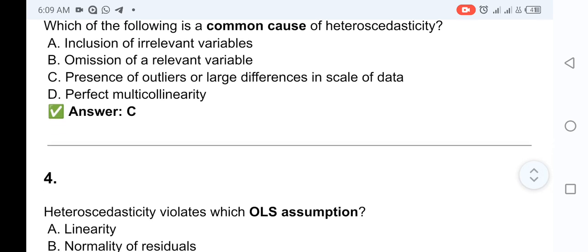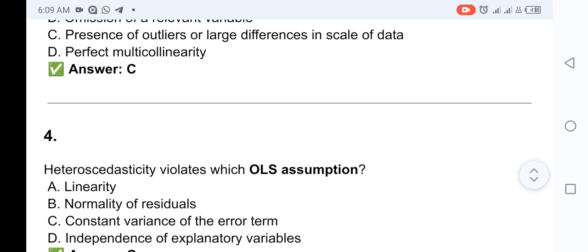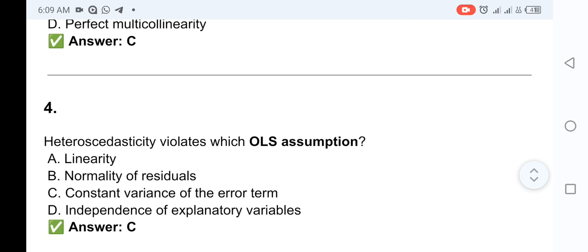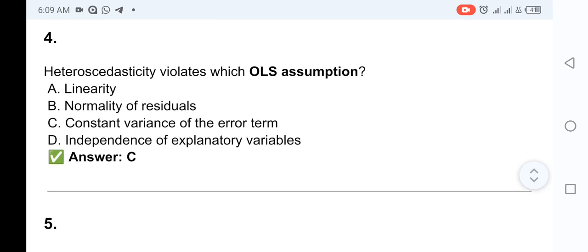4. Heteroscedasticity violates which OLS assumption? A. Linearity, B. Normality of residuals, C. Constant variance of the error term, D. Independence of explanatory variables. Answer C.